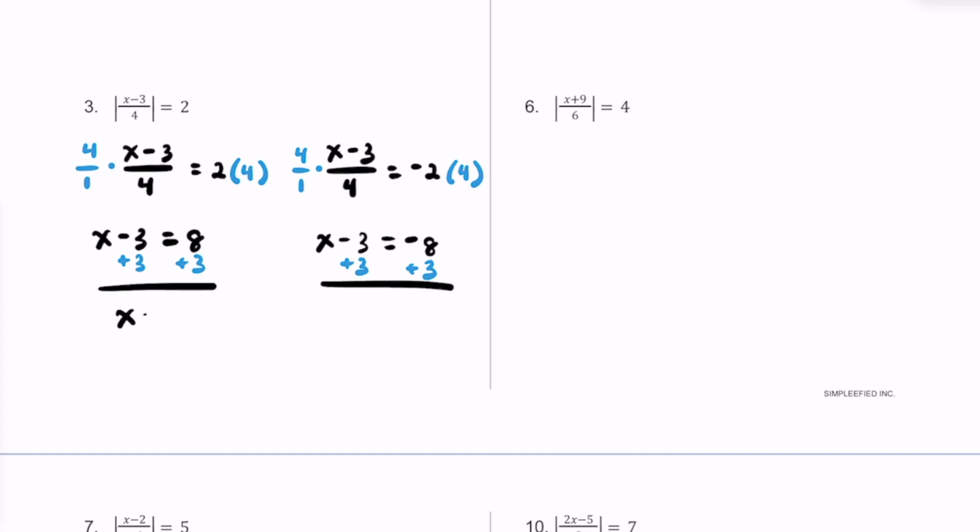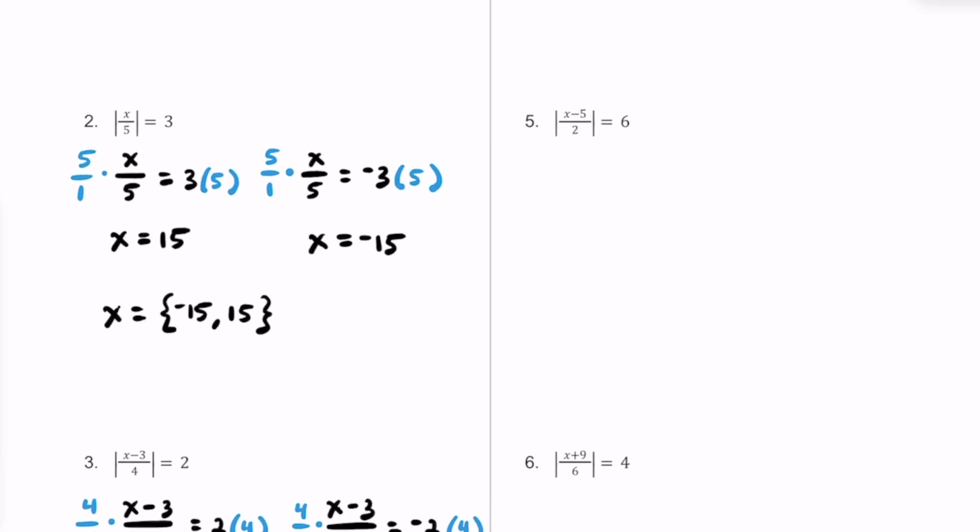If we go ahead and do that, then on the left we're going to get x is equal to 8 plus 3, which is 11. And for the equation on the right, we're going to get x is equal to negative 8 plus 3, which is equal to negative 5. So it looks like we have two solutions here. x would be equal to negative 5 or positive 11. So those would be our two solutions.